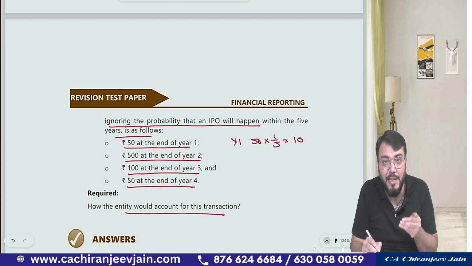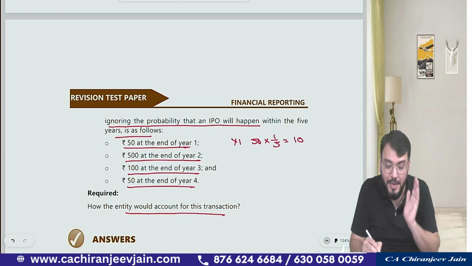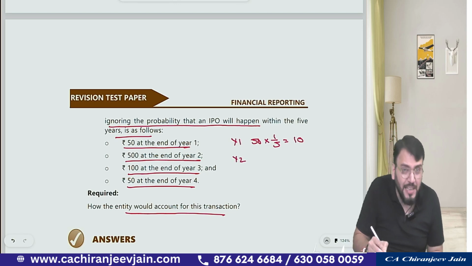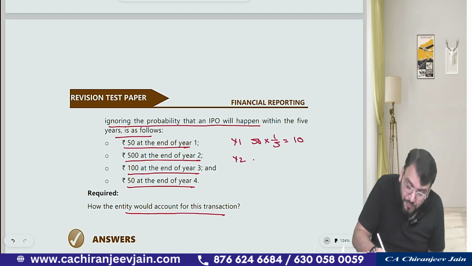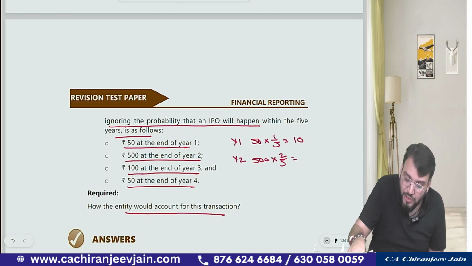Our journal entry will be what? Employee benefit expense account debit to SBP liability. Then in year 2, again it will be a cash settled award only. We have to do the accounting based on the cash settled award only. So here it will become 500. So we will do 500 times 2 by 5. So 2 by 5 means it becomes how much?